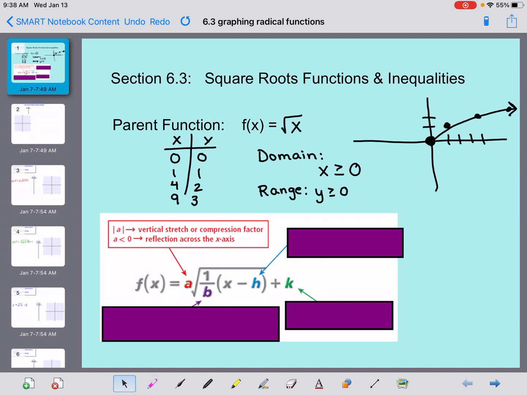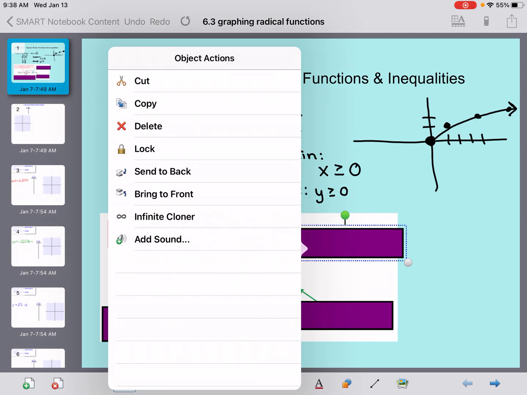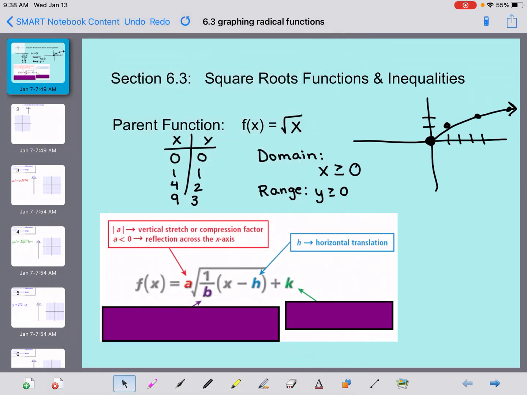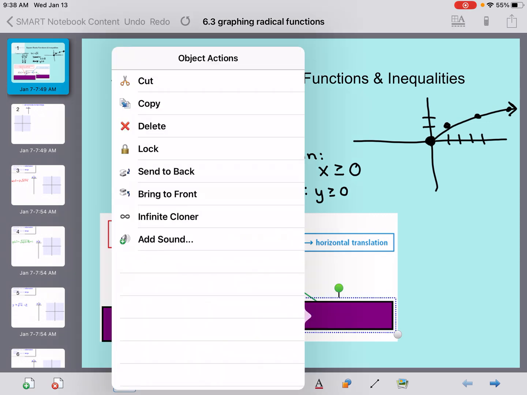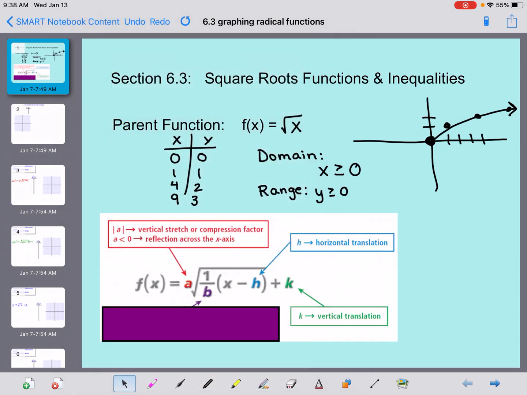The next thing is the h and the k. Remember, the h is our horizontal translation, or horizontal shift is the word that I used. So it tells us to move either right or left. Remember, it's the opposite. So if you have x -4, then it would be 4 to the right. Our k value is our vertical shift, so up or down.